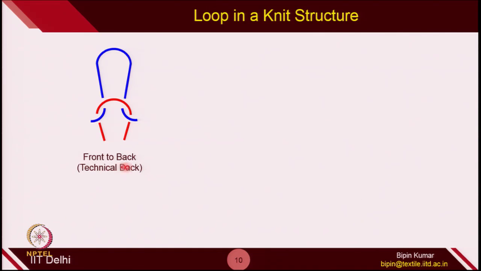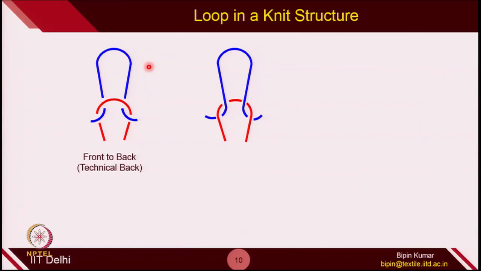So here the nature of the loop is from front to back, and that is why this type of loop is called technical back. The other possibility is that the loop can be projected towards the outside. Here you have the red loop, but if you see the nature of the blue one, it is coming towards the viewer, coming towards the front side of the bottom loop. So the loop has been formed from the back side of the bottom loop towards the front side.